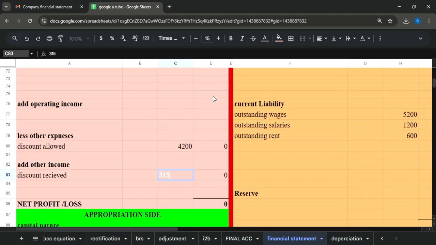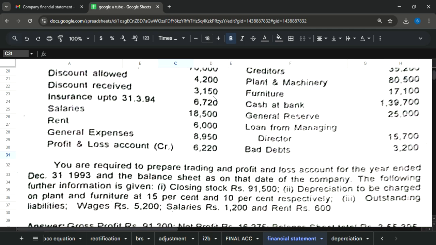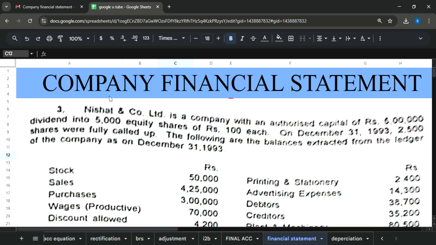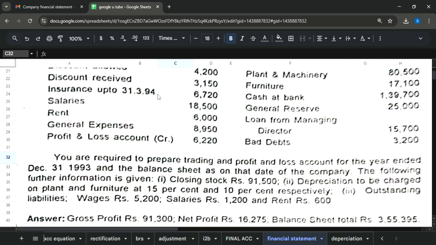Put amount in front of it. So guys, after discount, we have insurance, but there is a twist beside it. Insurance up to 31st March. For this, we'll have to see the last date. And here December 93 is the last date, while we have paid it for 94. It means 3 months of next year also involved.